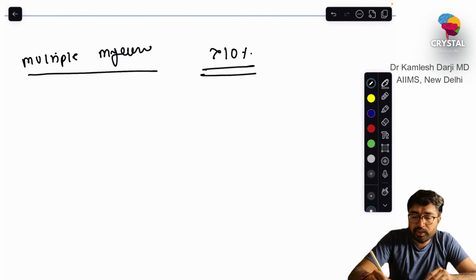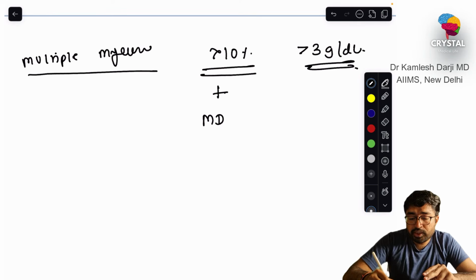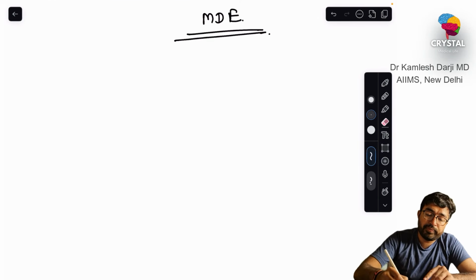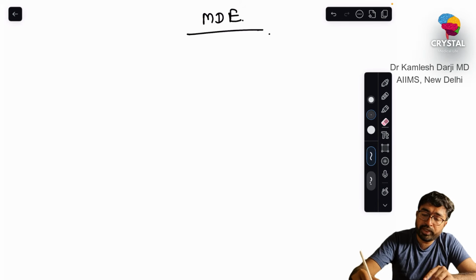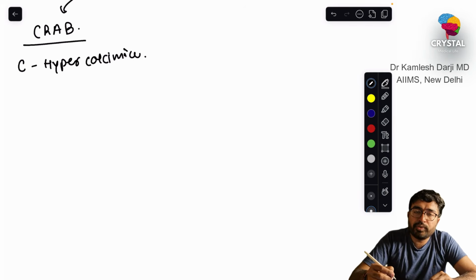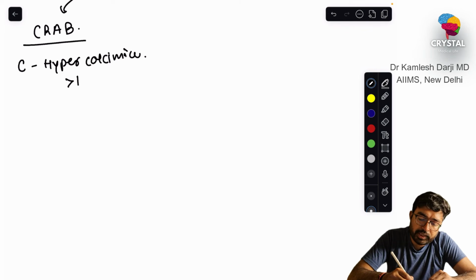Second, you will see the M protein is more than 3 gram per deciliter, plus any one of these myeloma defining events. So myeloma defining events are the four. Total 4 myeloma defining events. First one is the CRAB criteria. C is for hypercalcemia, so your calcium level should be more than 11 milligram per deciliter.